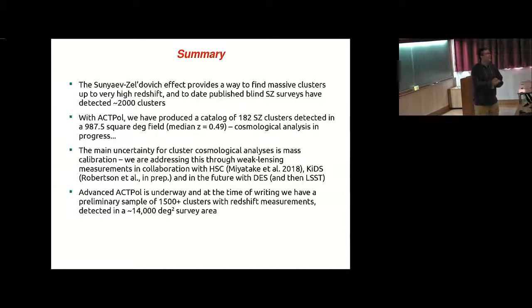Maybe time for one question while Tarun is setting up. Joel? Very last line there. Where's Tarun? 14,000 square degrees. You had 18,000. Is that the effective area that's left?